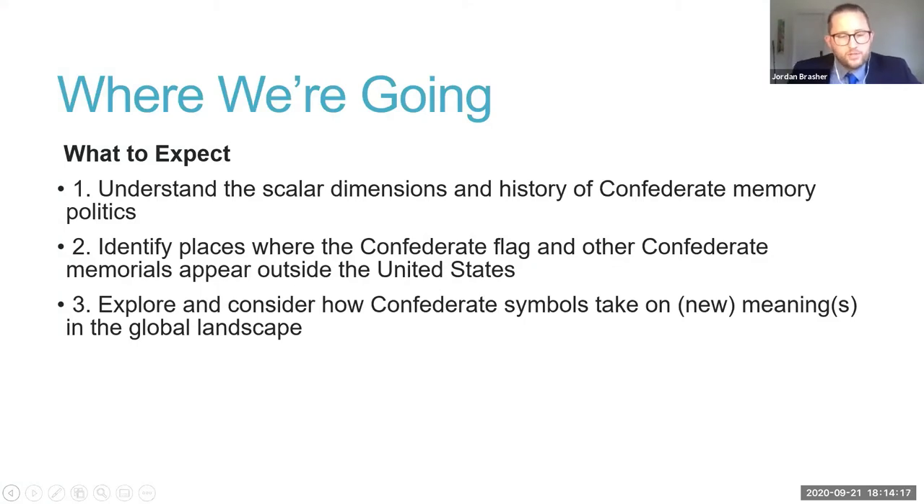Next, as I mentioned, we'll identify some places where Confederate iconography appears outside the United States. We'll focus on Ireland and Northern Ireland, Brazil, and Germany, and briefly foray into some other places. As I continue to compile a list of places where Confederate iconography and, of course, in particular, the Confederate flag pops up, if you know of a place not mentioned in this talk tonight, feel free to bring that up to help me build my global map of Confederate iconography.